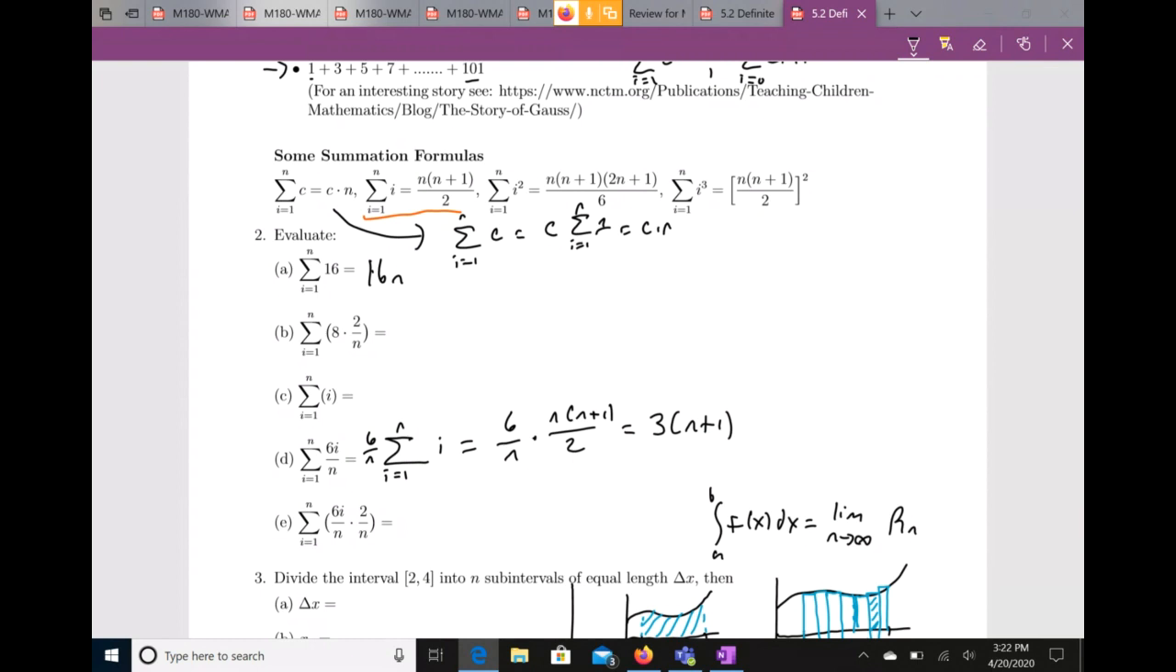All right, so I'm going to break y'all into groups again, and I want y'all to look at B, C, and E.